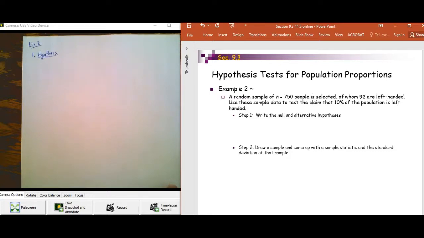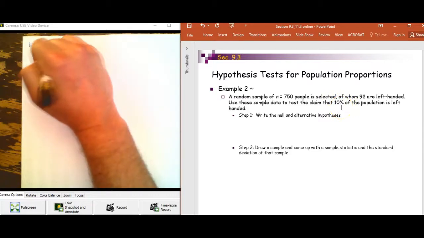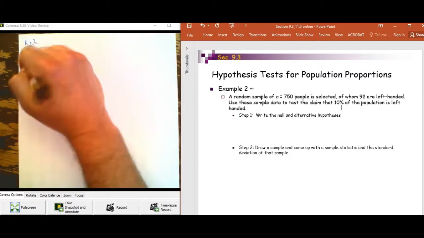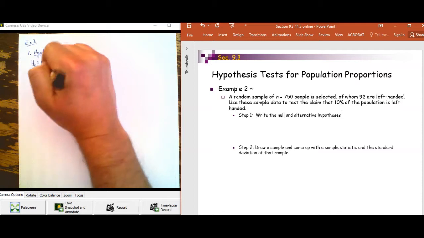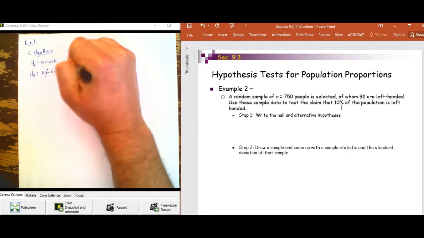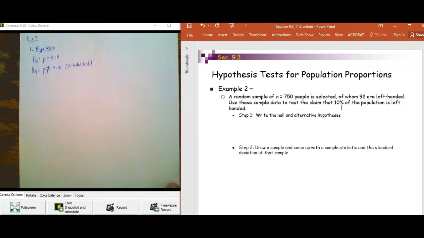All right, so here we have 750, 92 are left-handed. That's how we'll find p hat. Here we're testing the claim that 10% of the population is left-handed. So here 10% represents our population proportion. So this is what we're testing against. So our null hypothesis is that p is exactly equal to 0.10. And our alternative hypothesis, let's think about this one. What would the sign be in between? Well, it doesn't really give us a direction. So let's use the not equal to symbol here. So this is a two-tailed test this time.